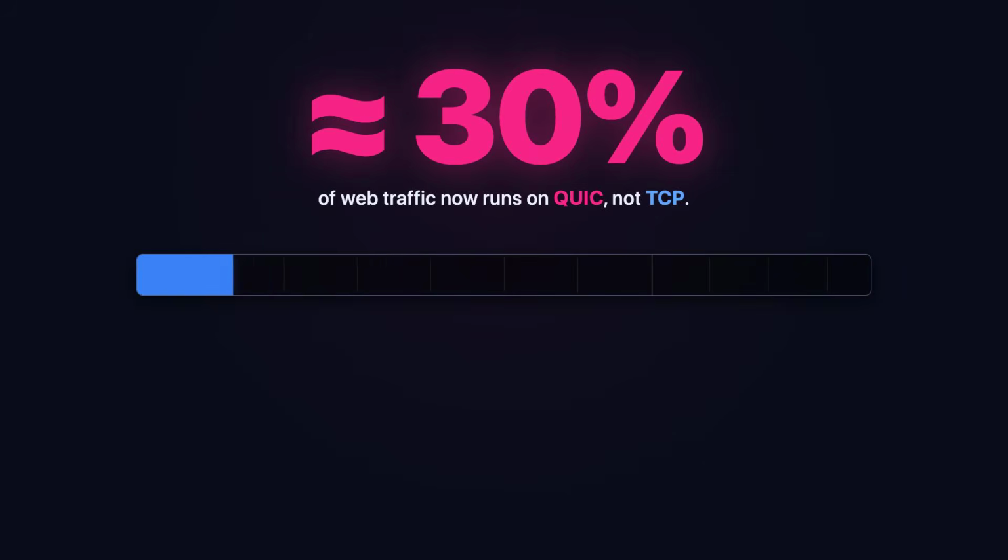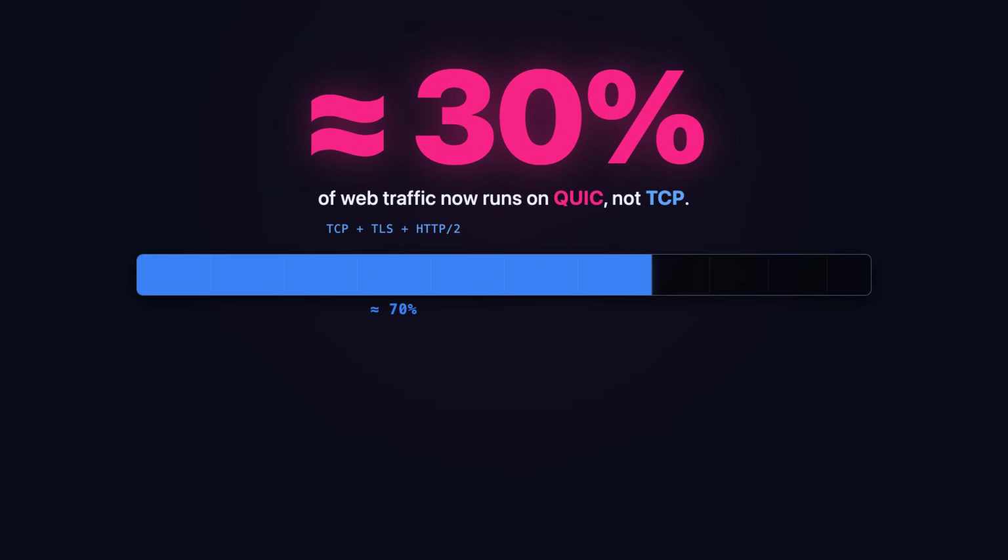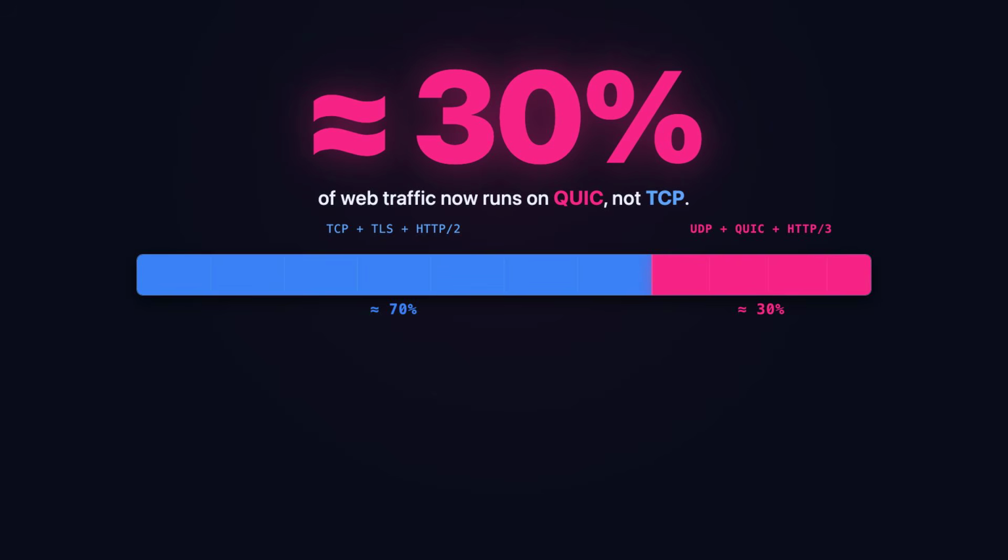Open Cloudflare's traffic chart, and you'll find a number that surprises people. About a third of all web traffic now runs over a transport protocol that did not exist a decade ago. Not over TCP, over UDP. The browser, the data center, every middlebox in between, they collectively rewrote the most foundational layer of the internet, and almost no one outside the protocol world noticed.